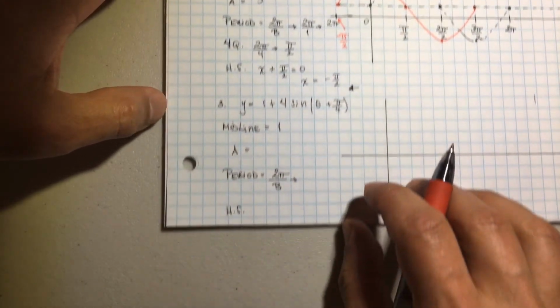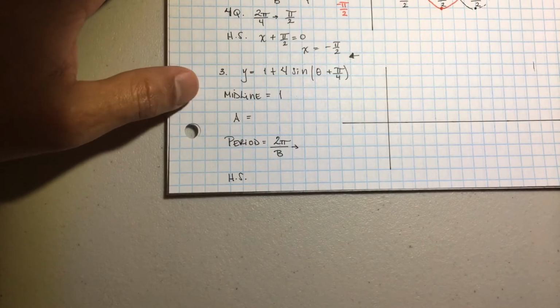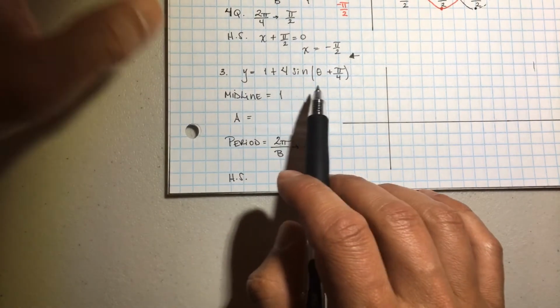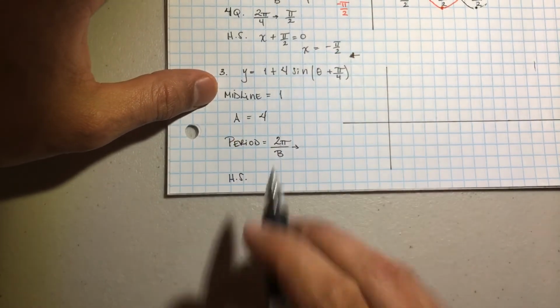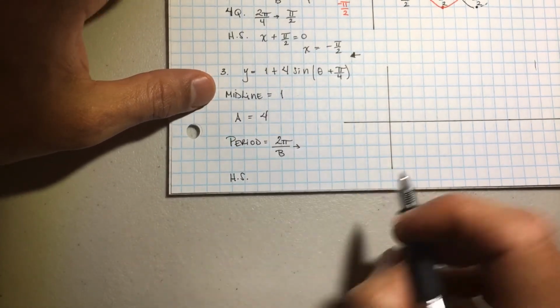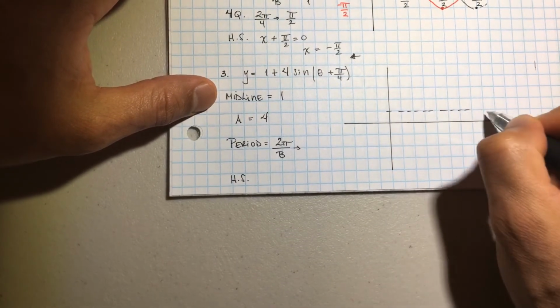We'll do one more. For this one, just this one, it looks a little bit different. I want to do it for you guys. Midline, we said it's the number that's by itself. You notice it's not the 4. Okay, the 4 is right next to the sine. So that's the amplitude. But the 1 is by itself, so that's our midline. So let's go ahead and put it right here. Here's my new midline.